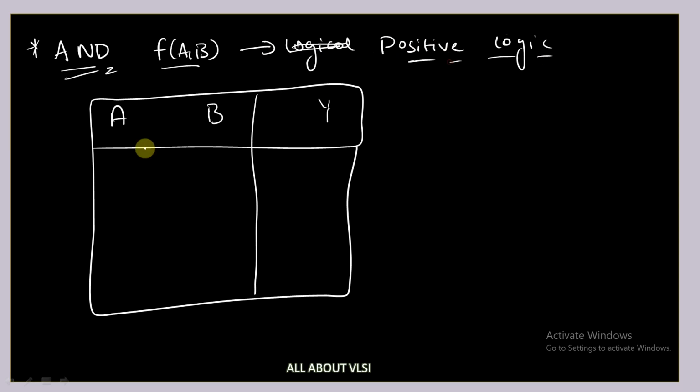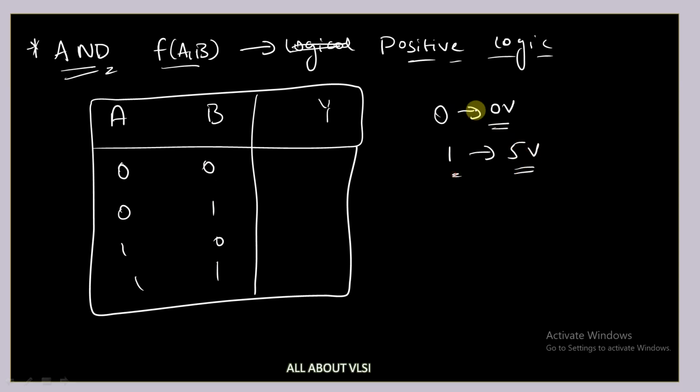Positive logic we already know: 0 0, 0 1, 1 0, 1 1. Here 0 stands for 0 volts, let's assume, and 1 stands for, let's say, 5 volts. That means we are going to get 0 0 0 1. This we already know. Now let us try to write down the AND gate truth table for negative logic.